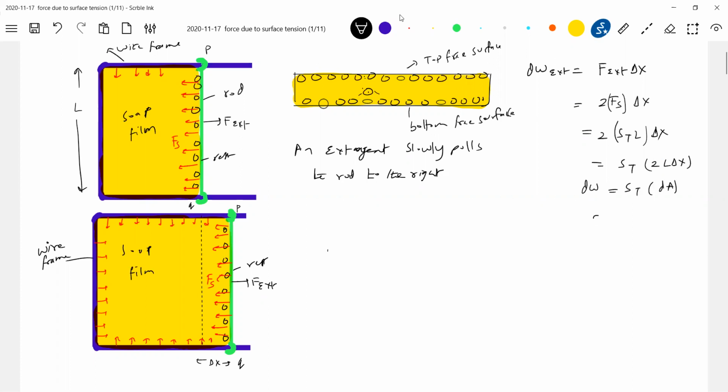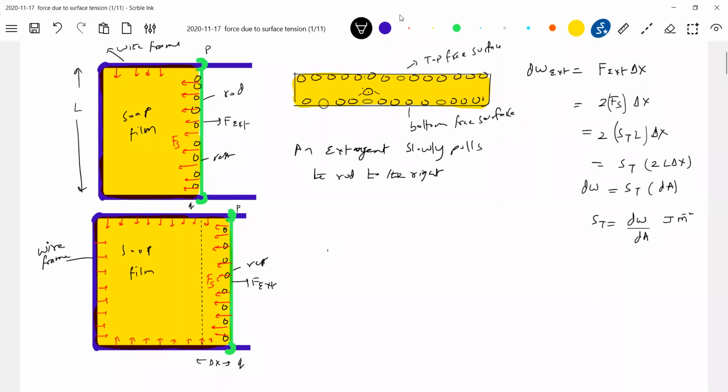I'll write it. So I'll bring one more definition. What is the surface tension? Work done per unit area to increase the surface area. So now what is the unit for this? Joule per meter square. Work done is joule, area is meter square.